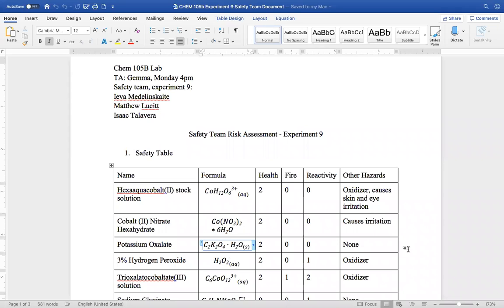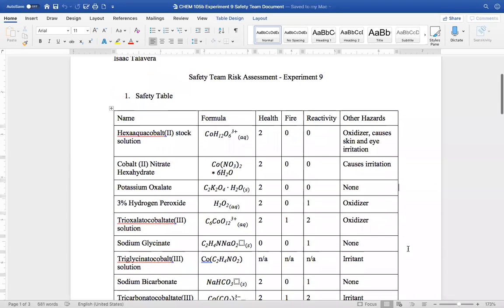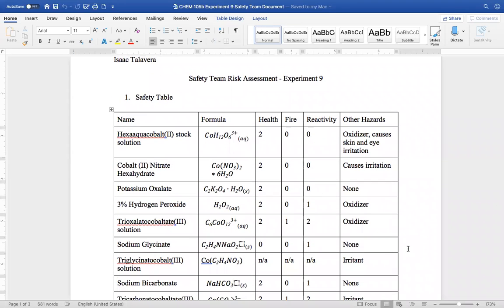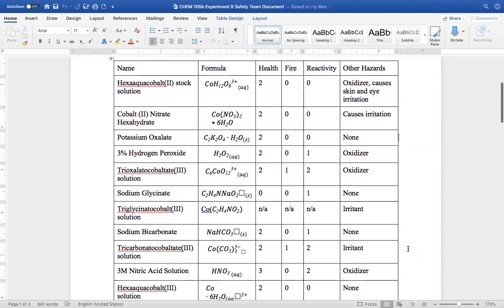First is the hexaaqua cobalt 2 stock solution. Its formula is CoH12O6. It has a health of 2, fire of 0, reactivity of 0, and it's an oxidizer that causes skin and eye irritation. Next is cobalt 2 nitrate hexahydrate. Its formula is Co(NO3)2, hydrated with 6 water. Its health is 2, fire 0, reactivity is 0, and it causes irritation.